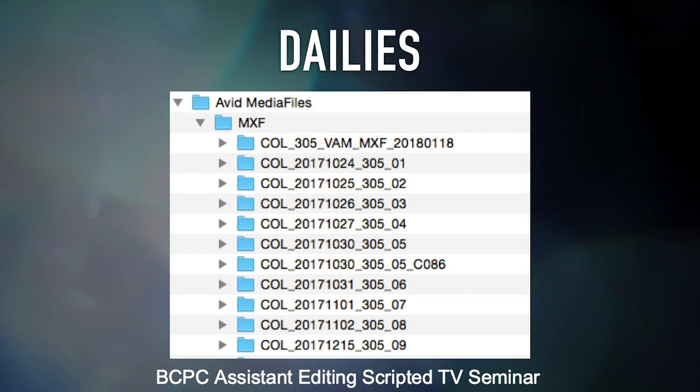You'll see there's two 05s and then a 05 CO86. Something happened with the dailies, so I had them resend me one camera, and that was the resend of the new media. I know that because I still had other dailies that were fine, so I have both folders in there.